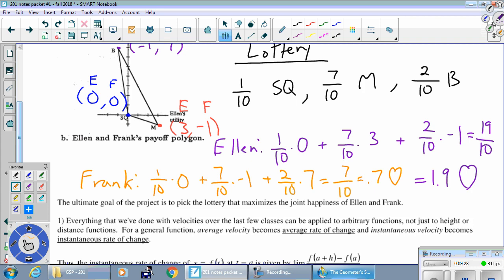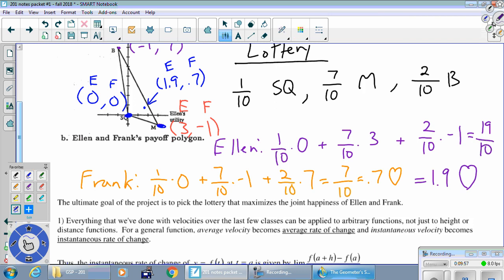I also want to point out, let's graph this point right here. So we came up with the point, Ellen's number is always first, remember, and it's 1.9 and then 0.7. So 1.9 and then 0.7 is roughly here. 1.9 comma 0.7 with Ellen first and Frank second as usual. And I will say that that point is very much a weighted average of the three corners of our triangle.